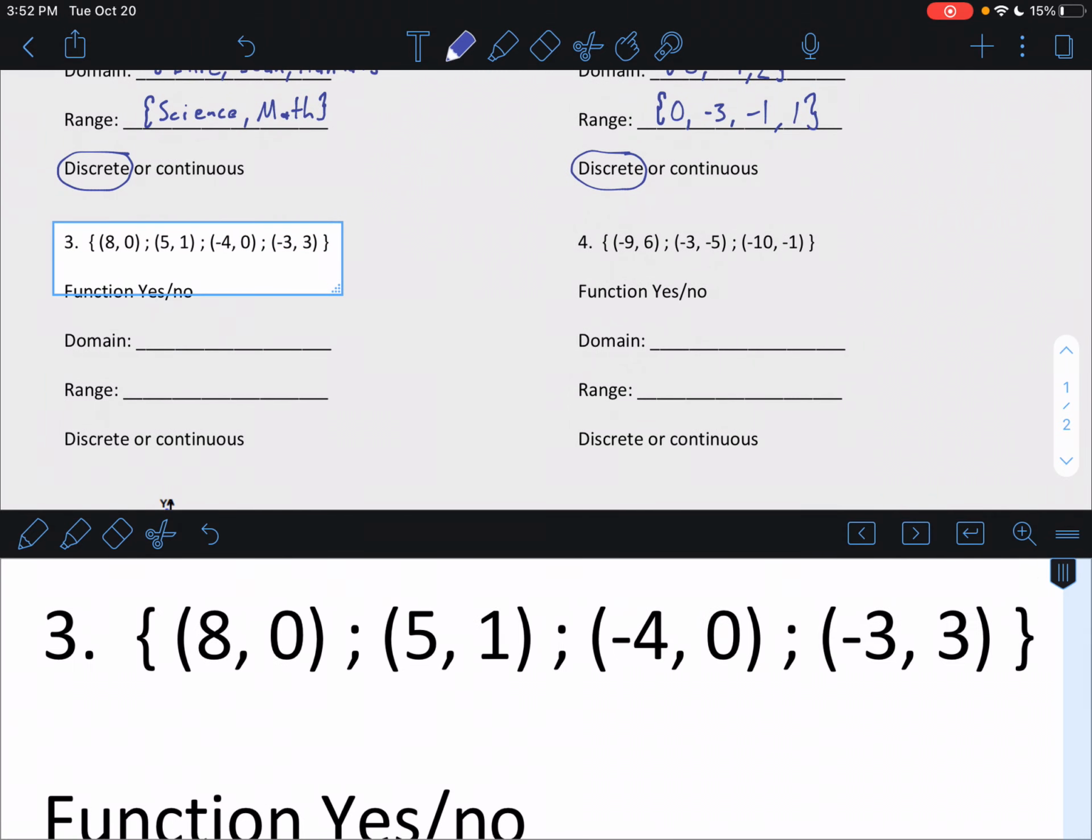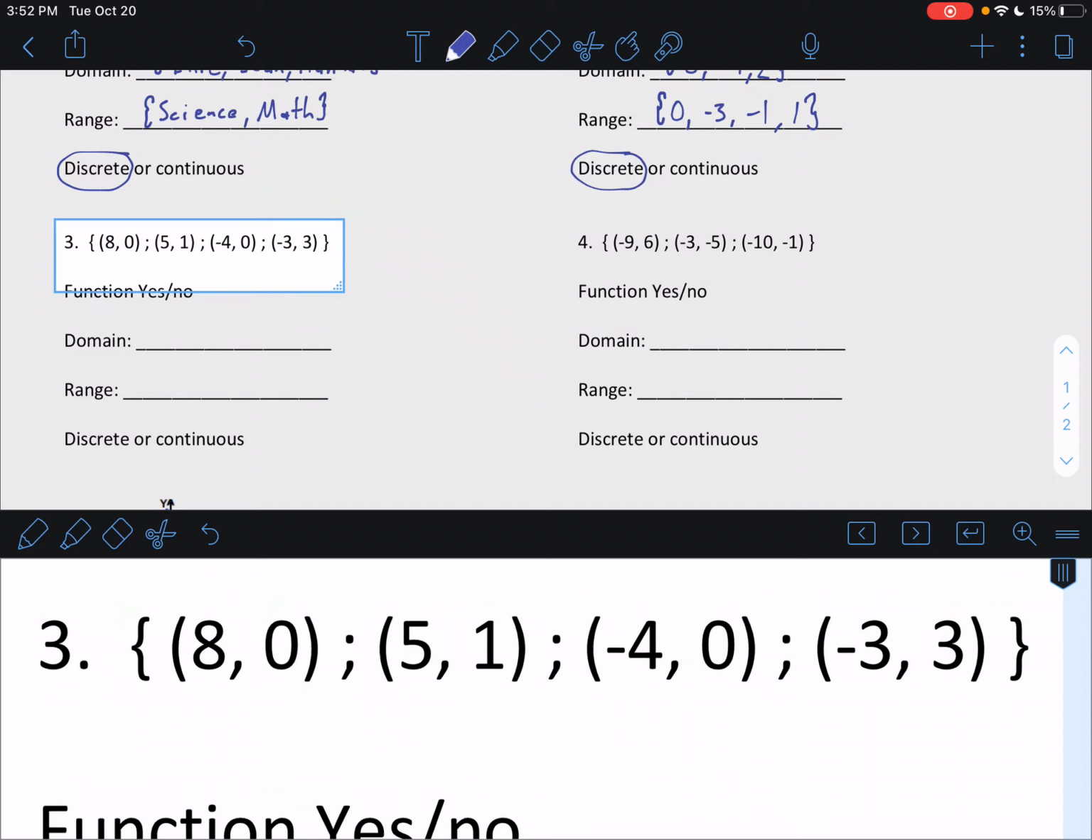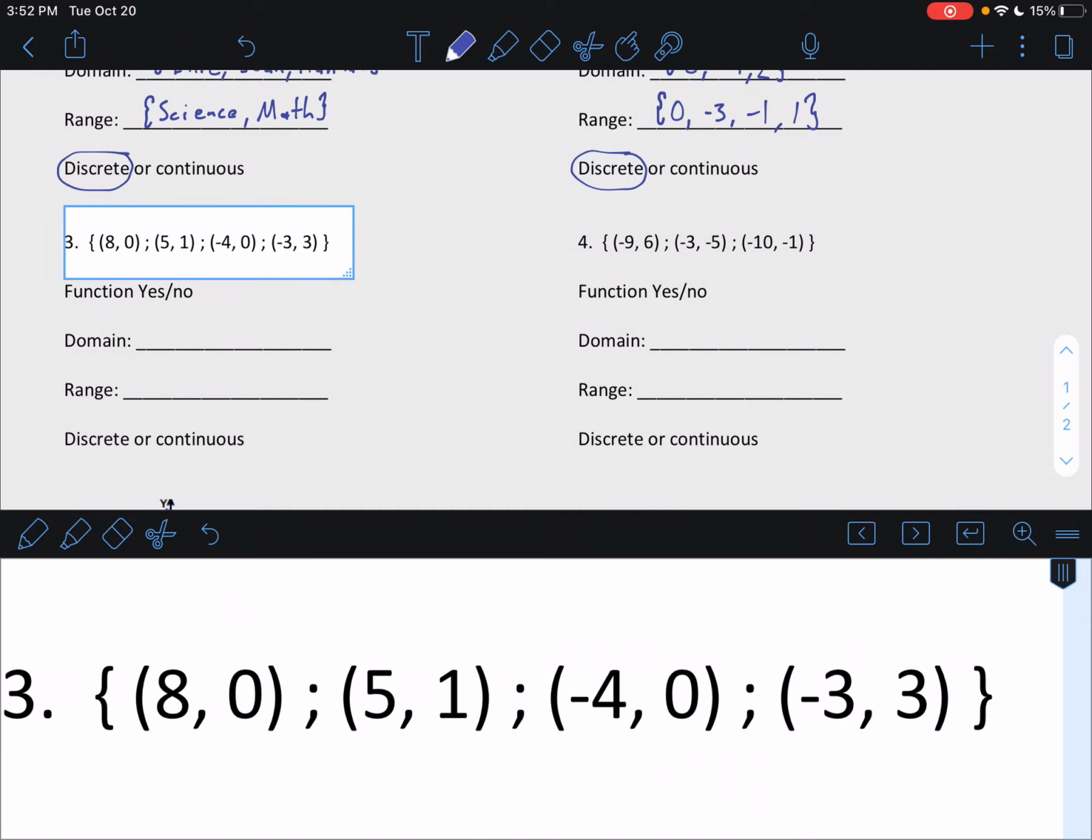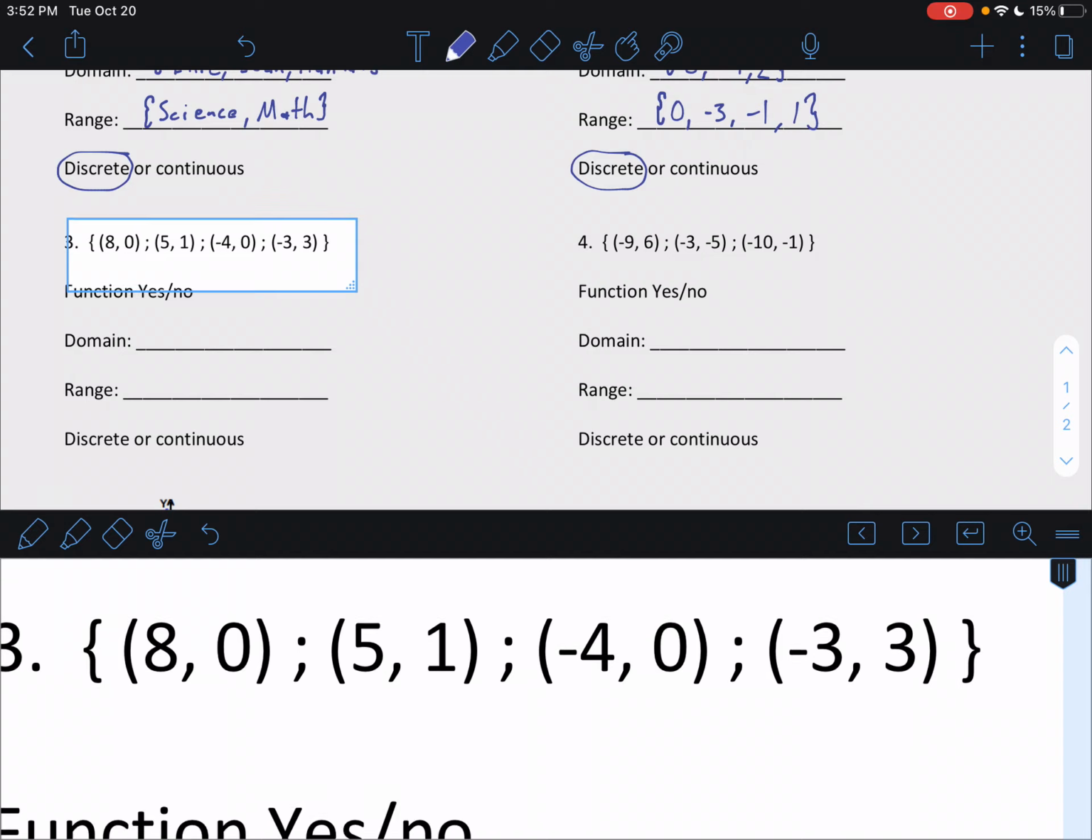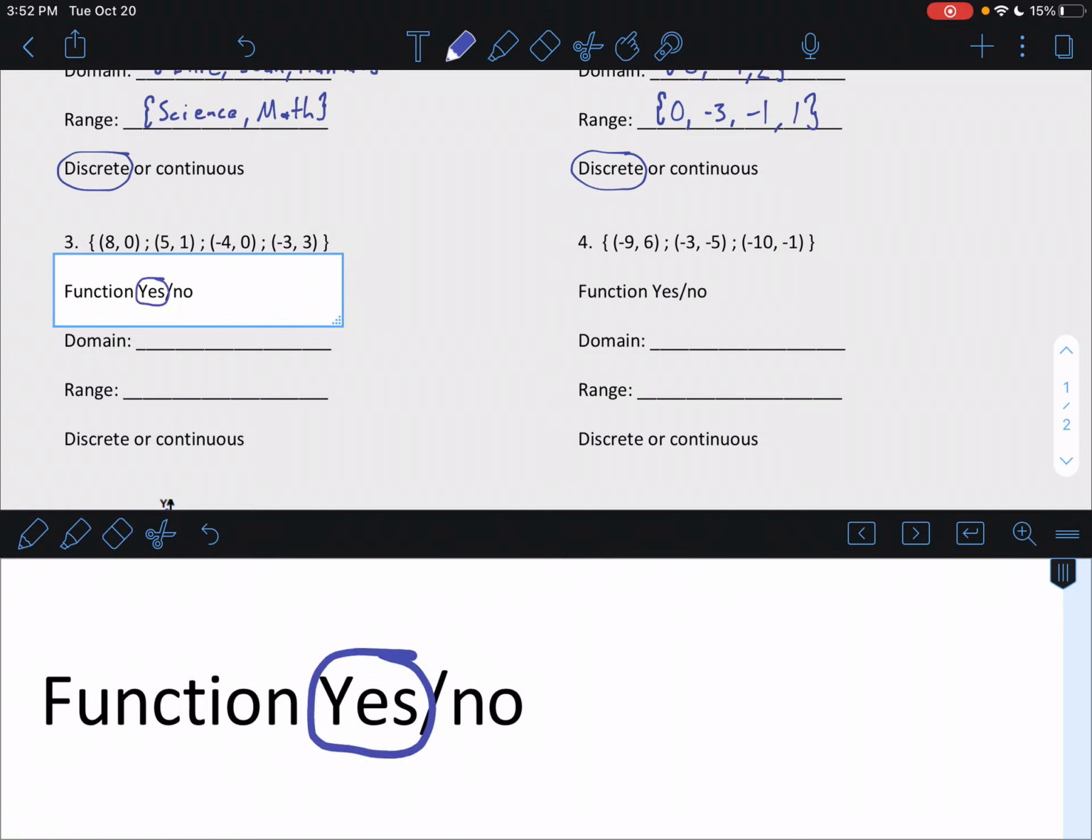Okay, number 3. Let's see, we have just some points. And to determine if it's a function or not, I need to see if any of the x values repeat. So let's see, I have 8, 5, -4, and -3 are my x values. Those are all unique x values. So yes, this is a function.